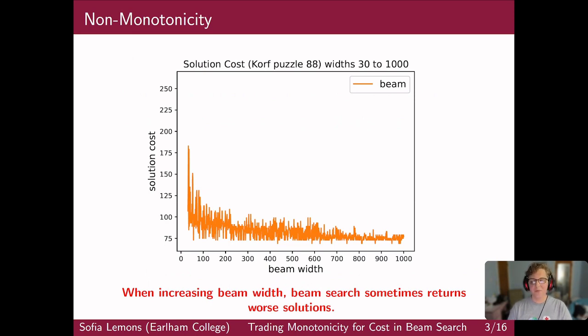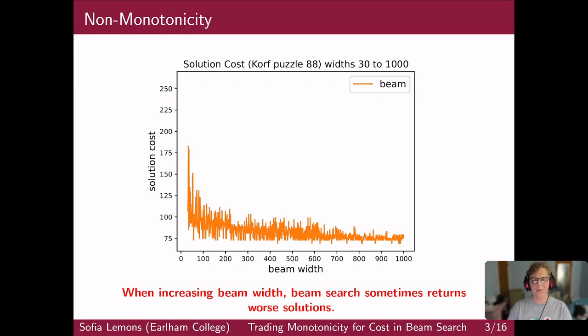When increasing the beam width, beam search sometimes returns worse solutions than it would have returned with a smaller beam width. And that's shown here in the Korf sliding tile puzzle number 88 with beam widths 30 through 1000. We can see that the solution cost as the beam width increases is sometimes better than at lower beam widths, but sometimes worse. And this leads to the opposite of the kind of trade-off that we would want. Sometimes we give extra time for computation and extra resources, and in return are given a worse solution than we could have gotten otherwise.